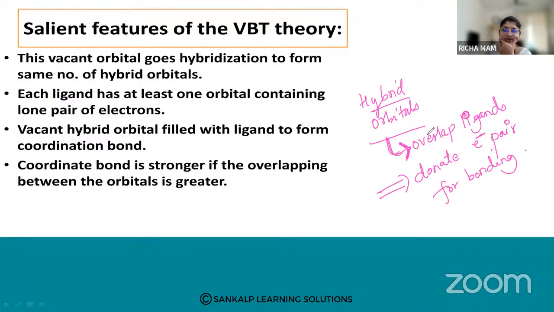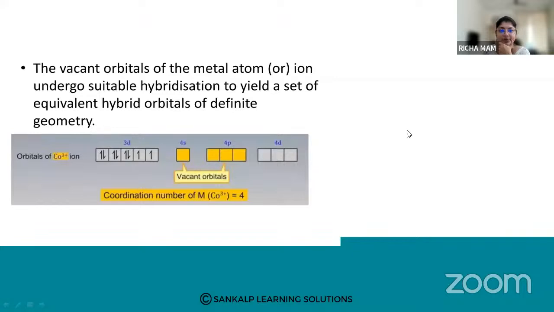So this is the next point. The vacant orbitals are filled by the ligands and they form the coordination bond. So the metal and ligand form a bond. What is this bond called? It is called the coordinate bond.